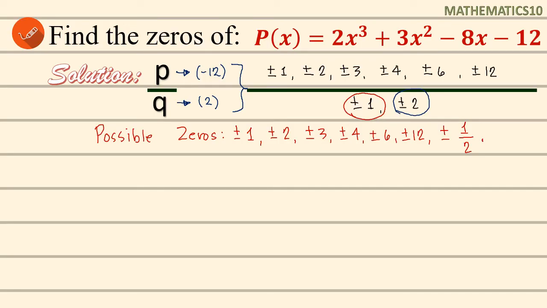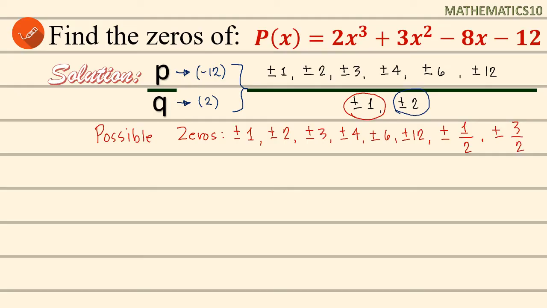And next we have, how about positive and negative 2 divided by positive and negative 2? We can still simplify this, right? This is equivalent to either positive 1 or negative 1. And as you can see here in our possible zeros, we do have positive and negative 1 already, and there's no need for us to duplicate this one. So moving on, positive and negative 3 divided by 2, we cannot simplify this further. Therefore, the next possible zeros would be positive and negative 3/2.